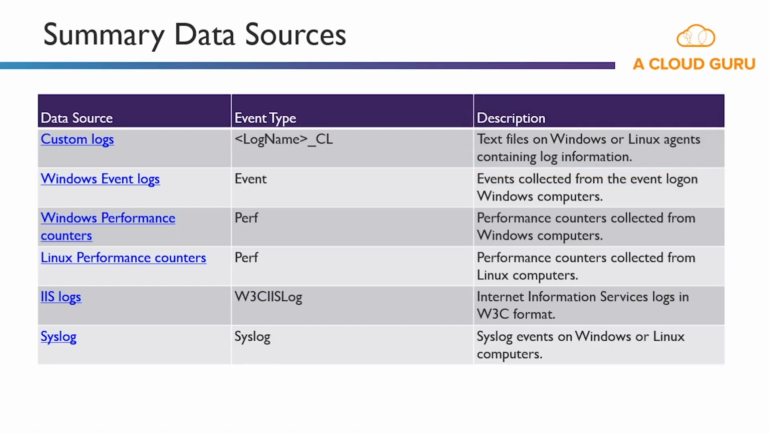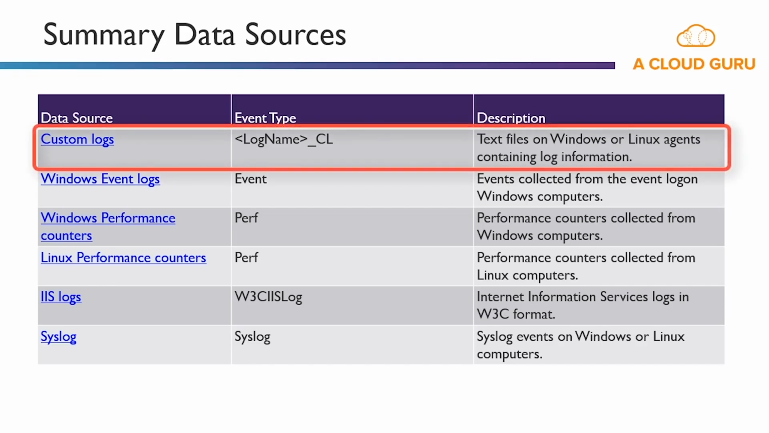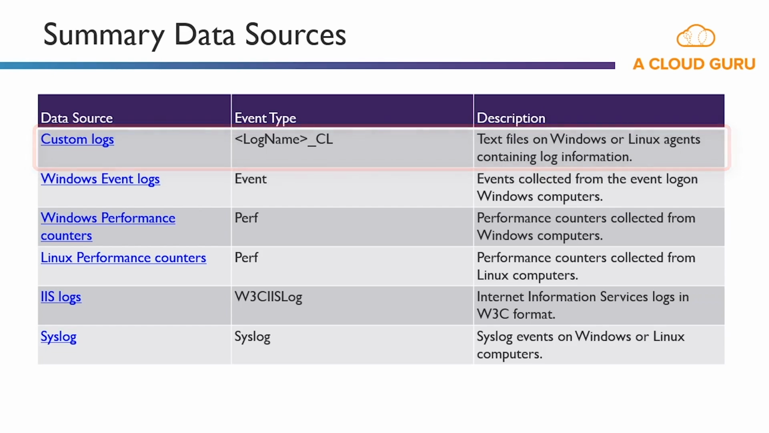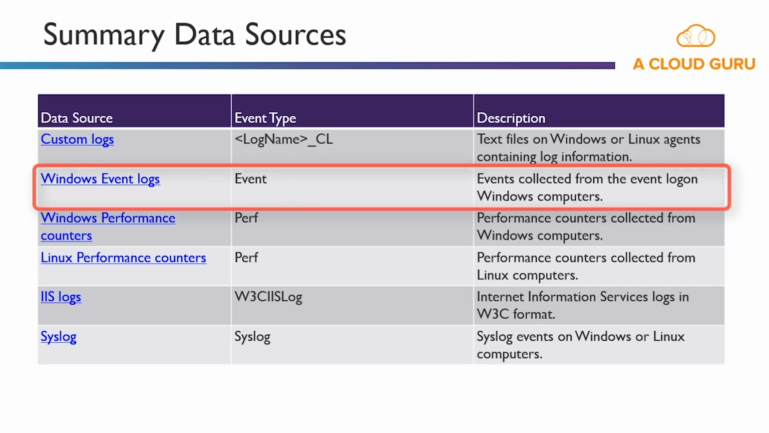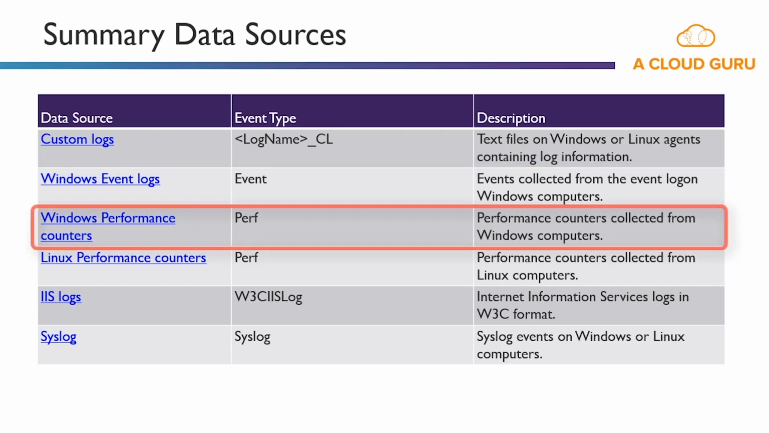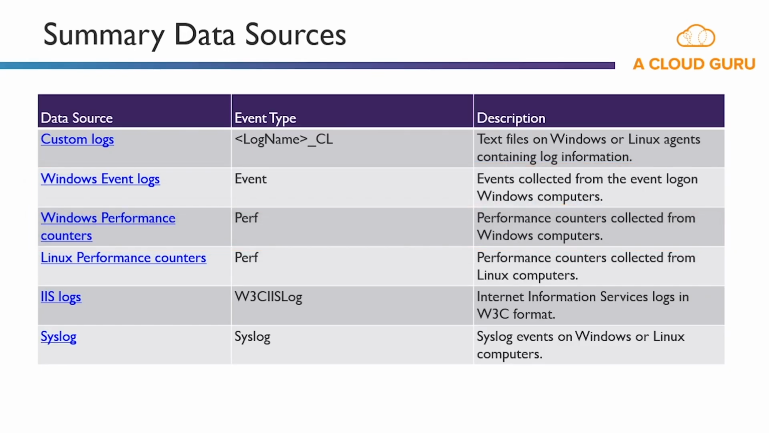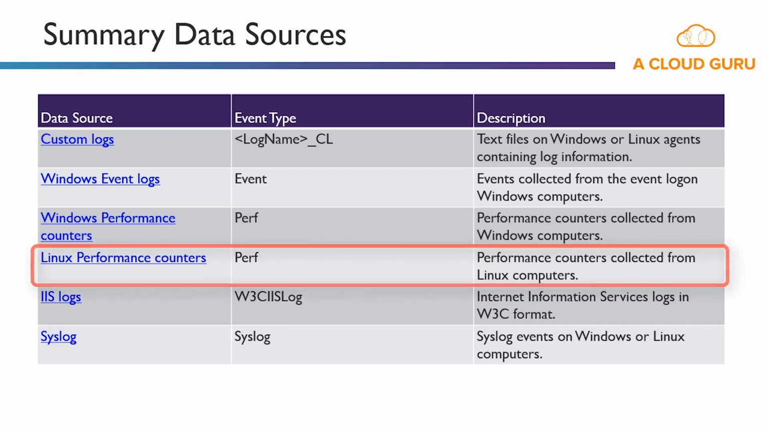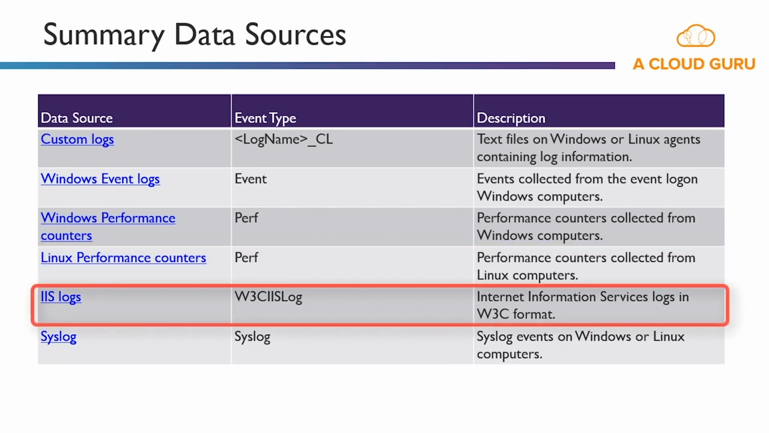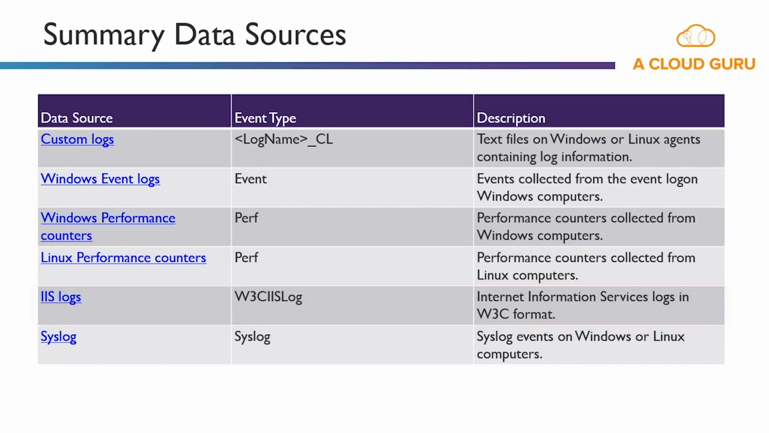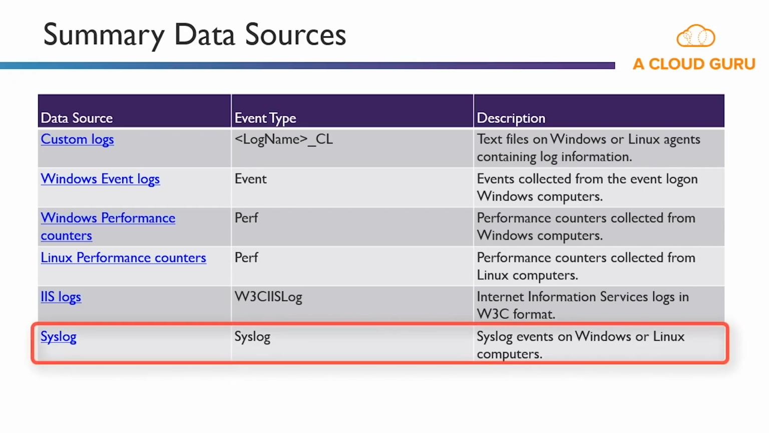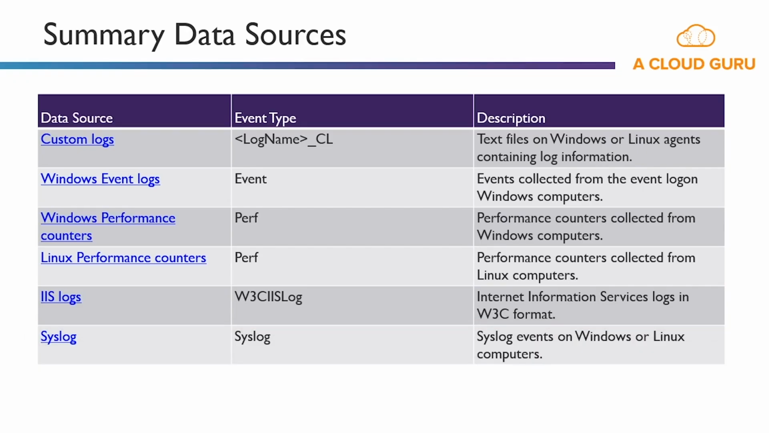If we look at those data sources, this is a summary of the ones that are available to you. So you've got the concept of custom logs, first of all. Those are text files on Windows or Linux agents containing log information, and they go in the event type log name _CL. We've got Windows event logs, which are event type event, Windows performance counters, which are under perf, Linux performance counters, also under perf, IIS logs, which are W3C, IIS log, and syslog, which are syslog events on Windows or Linux computers.